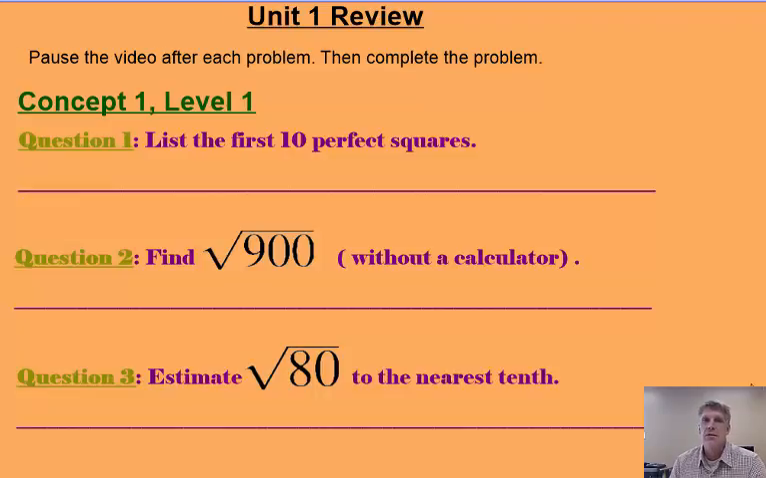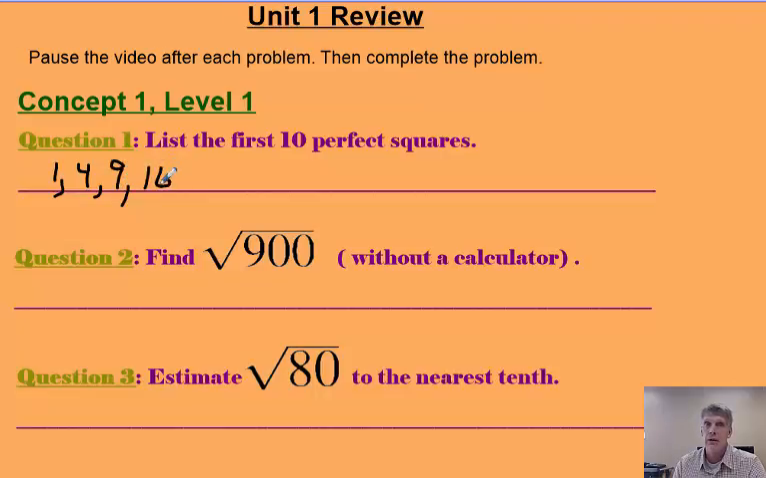Alright, first question. List the first 10 perfect squares. Well, it's really easy. The perfect squares, again, are 1 times 1, which is 1, and then 2 squared. Remember, the perfect squares are the squares that are perfect, a 2 by 2. Well, the 2 by 2 will give you 4, area 4. 3 by 3 is 9.